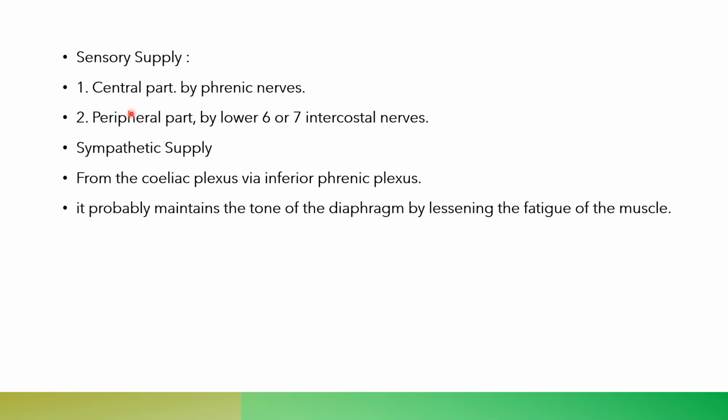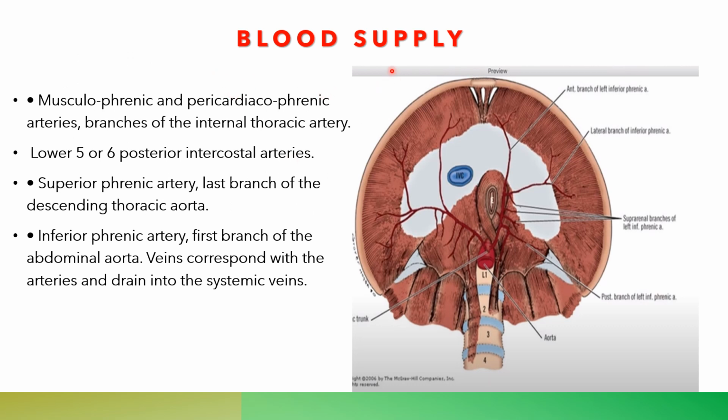Sensory supply of the diaphragm: central part by the phrenic nerve, peripheral part by lower 6 or 7 intercostal nerves. Then the sympathetic innervation of the diaphragm is from the celiac plexus via the inferior phrenic plexus. It probably maintains the tone of the diaphragm by lessening the fatigue of the muscle. So that is the significance of the sympathetic innervation. So we have completed the nerve supply.